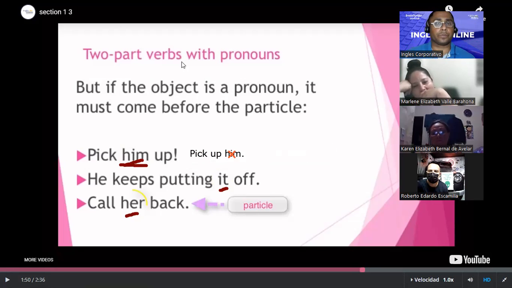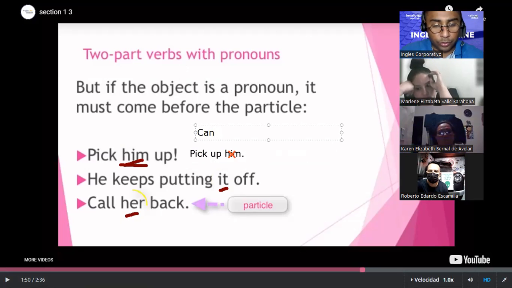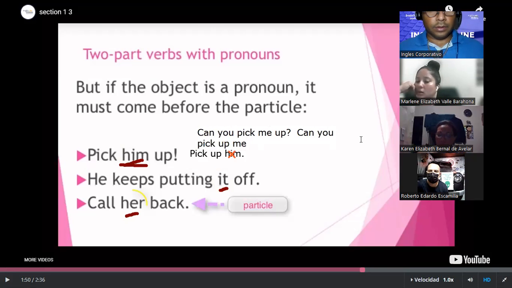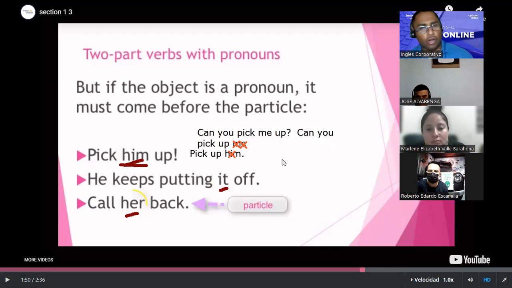Teacher. Hi. If I try to say, for example, can you pick me up? That's correct. Yes, that is correct. But you cannot say, can you pick up me? That is incorrect. Does that make sense? Do you understand? Yeah, I got it. Okay. So the pronouns cannot go at the end. Only in the middle.